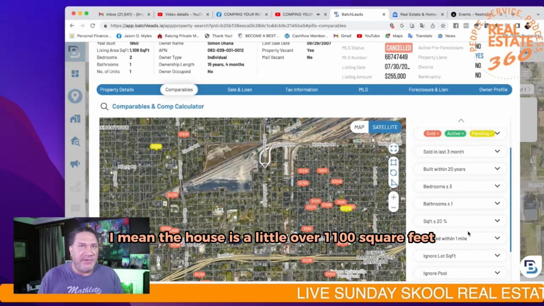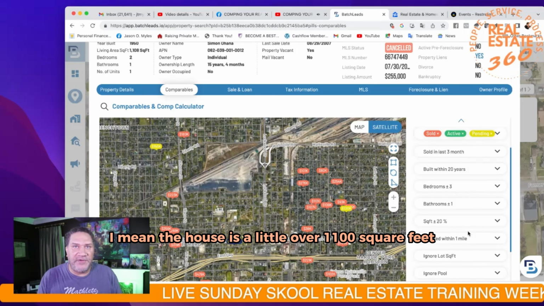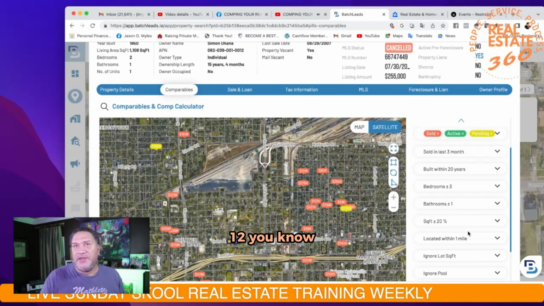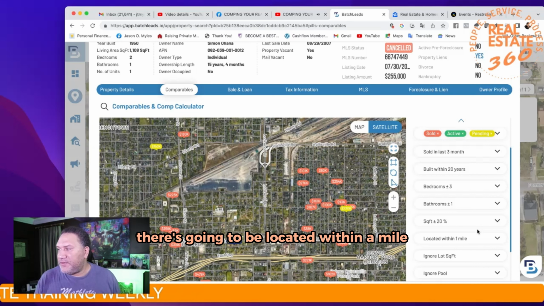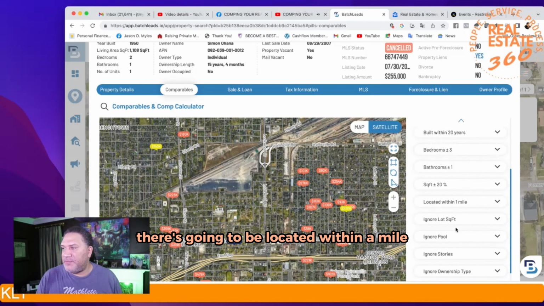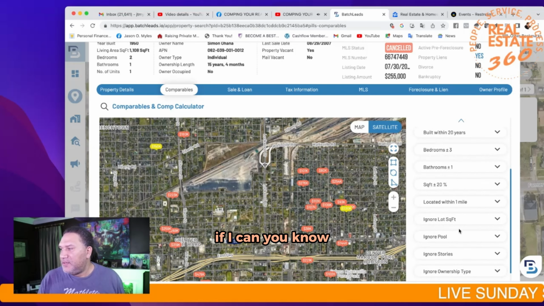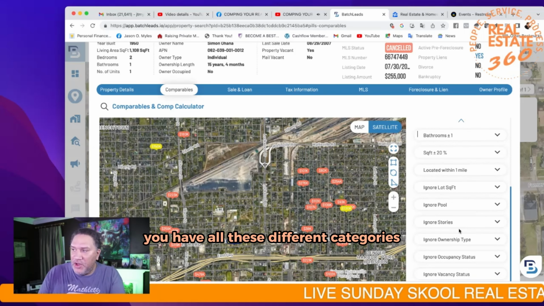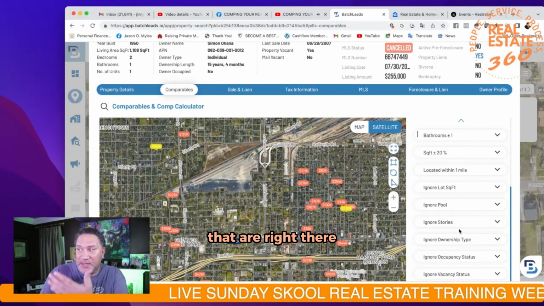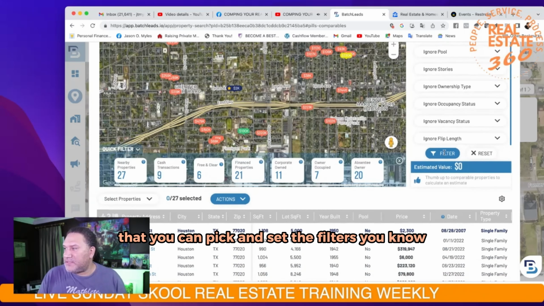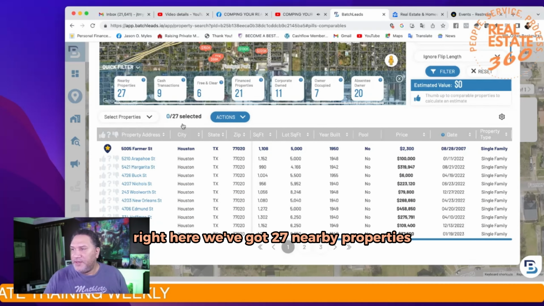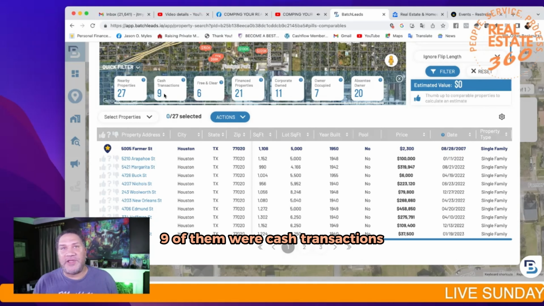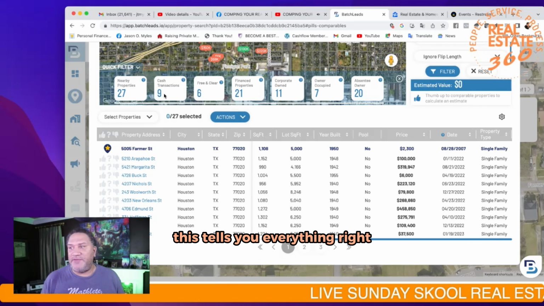We can look at, our house is a little over 1,100 square feet, so we can look at things 1,200, 1,300 square feet. It's not that far off, right? But there's going to be located within a mile. I like to keep it short if I can, but the point is you have all these different categories that are right there that you can pick and set the filters, and you can reset it and clear it. And it'll tell you right here, we've got 27 nearby properties. 9 of them were cash transactions. This tells you everything, right?